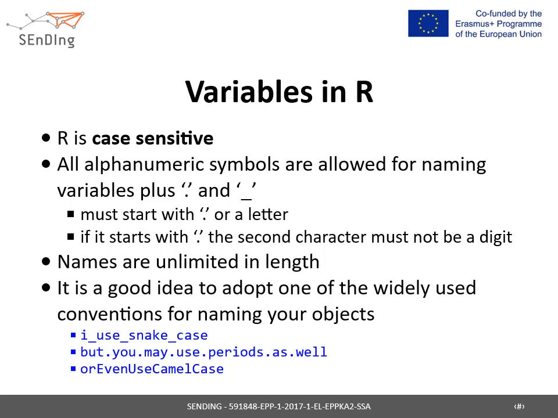Object names cannot start with a digit and cannot contain certain other characters such as a comma or a space. It is a good idea to adopt one of the widely used conventions for naming your objects in a meaningful way, like the ones used in the examples below. I use snake case, but you may use periods as well, or even use camel case.